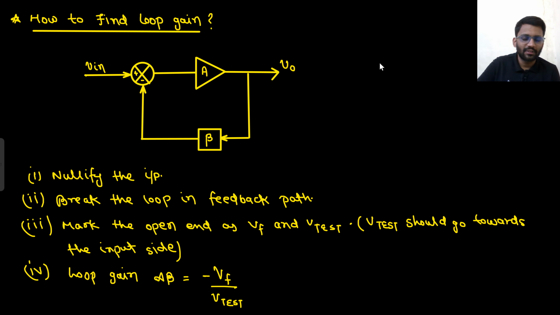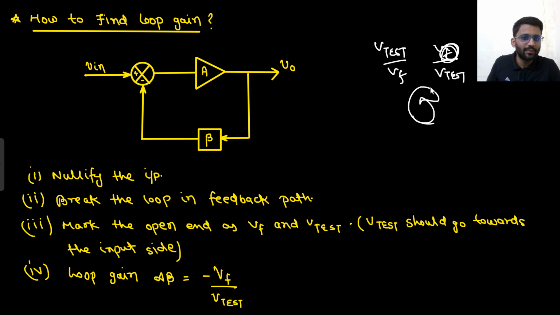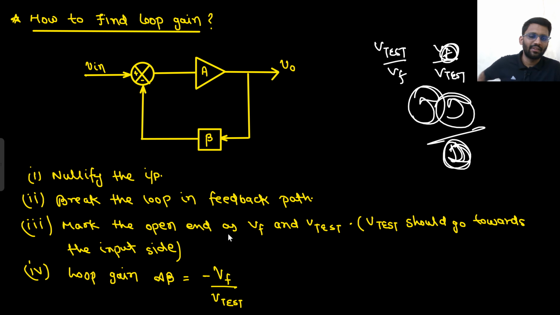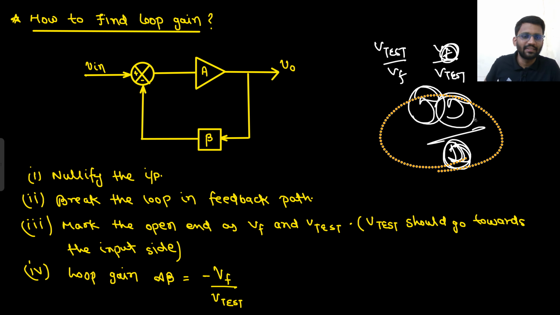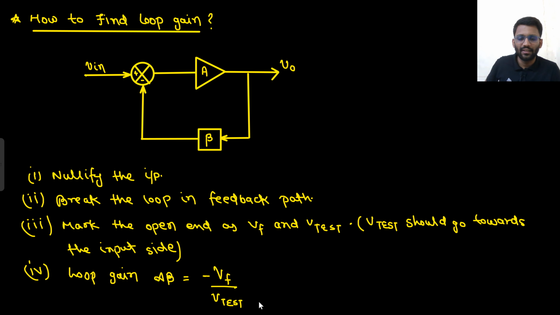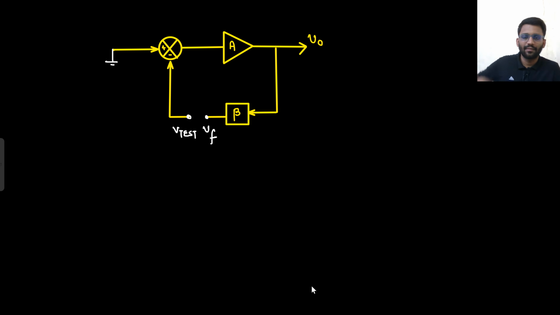Sometimes people get confused, sir, whether it would be V test by VF or VF by V test. Which chapter are we studying? Feedback. So F will always be on the upper side and test will always be on the lower side, because you don't want to write test series. Tough to write test series. This is just a method to remember, nothing else.